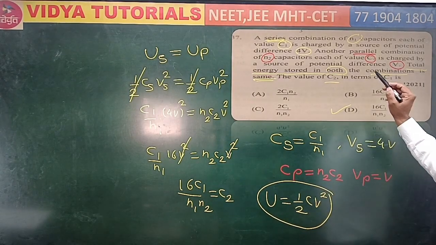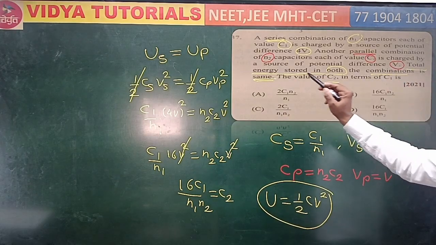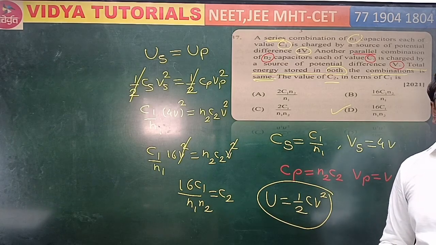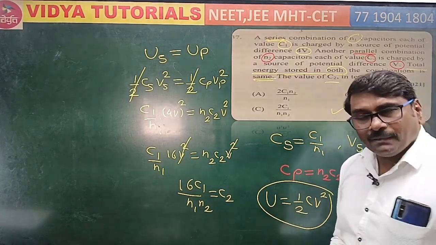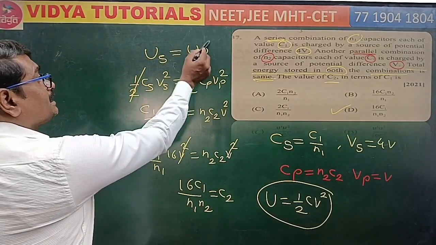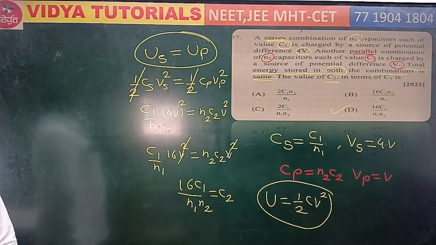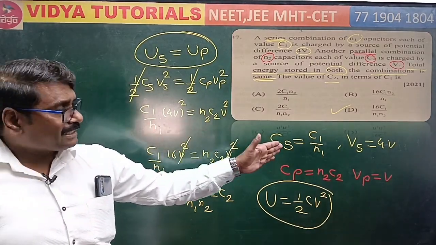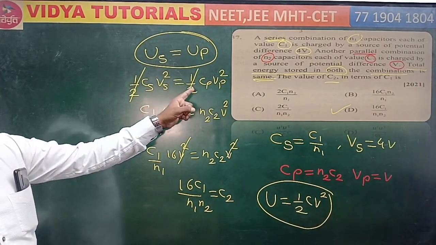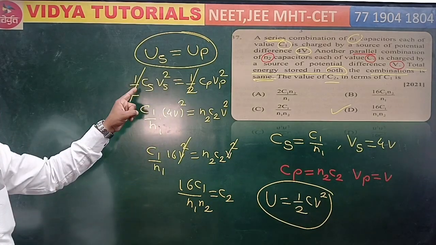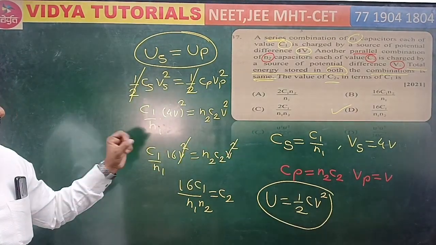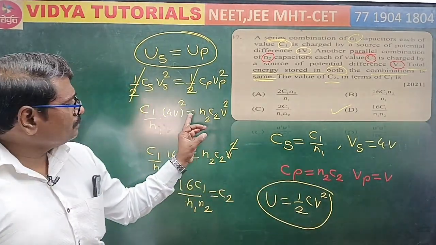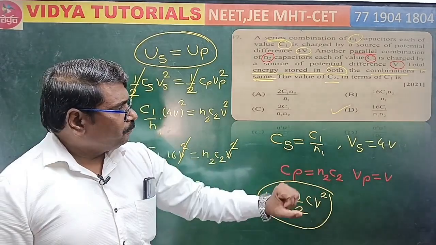Now after the second line there is a third line, that the total energy stored in both combinations is the same. The total energy in the series combination and the parallel combination is the same, and hence we write the condition in this way. And we know that energy has a number of formulas, but the formula in V and C is this way. For the series and the parallel, the half cancels. Cs, substitute the value C1 upon N1, Vs is 4V, substitute here. Cp is N2 C2, substitute here, Vp is V square.